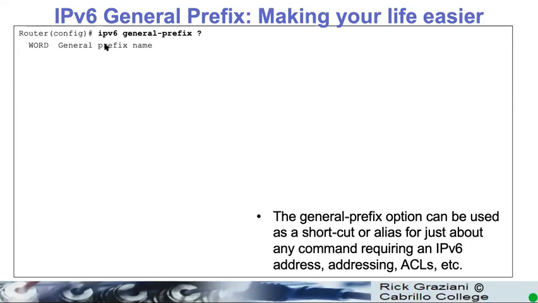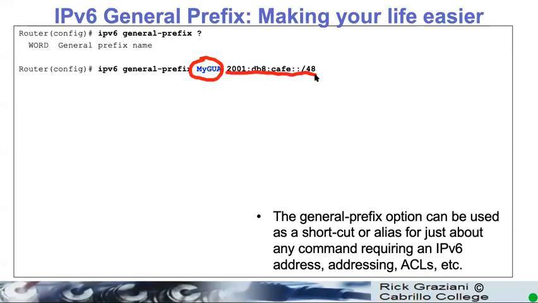It's kind of cool. So in global configuration mode we say ipv6 general-prefix, question mark. Basically we just give it a name, something we want to call it. So I'm going to say my GUA, followed by the prefix and the prefix length. What we are doing here, which is quite cool, is substituting my GUA anytime we're referring to this prefix length. So we just can say my GUA. Let's take a look at how this works.